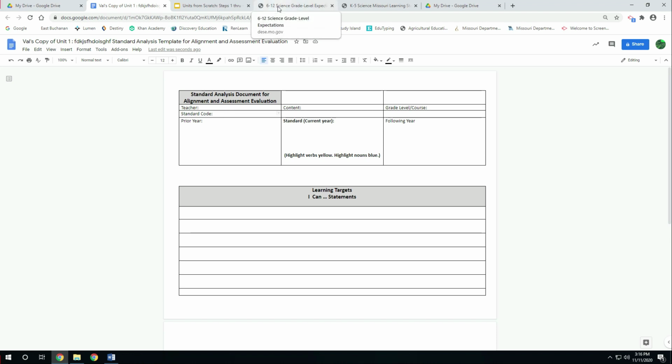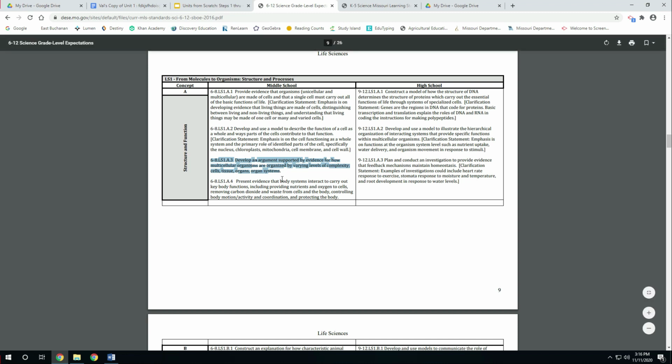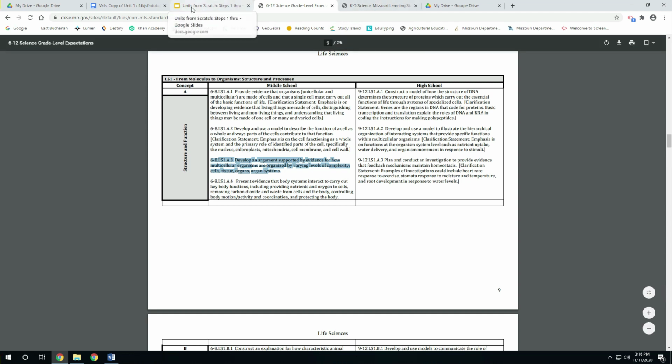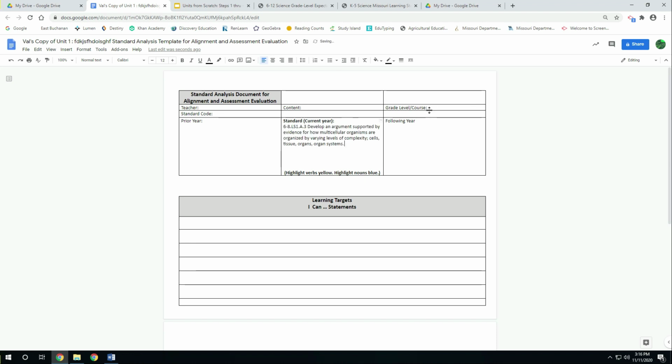So I go to, let's say I'm a 6th grade science teacher, and I go to this particular standard. Develop an argument supported by evidence for how multicellular organisms are organized by varying levels of complexity: cells, tissue, organs, and organ systems. So there's the standard that I'm going to work on first. So I'm going to put it right in the middle because that's the year I'm doing. And I would have grade 6 right here. So there is my standard. This is the code that I can copy and put right in here if I want.